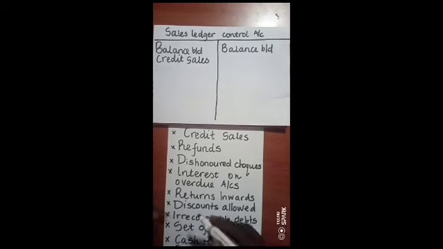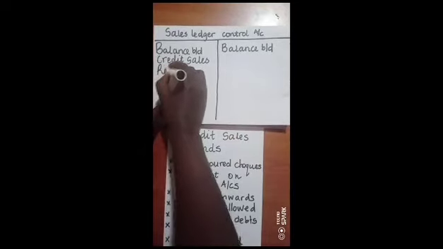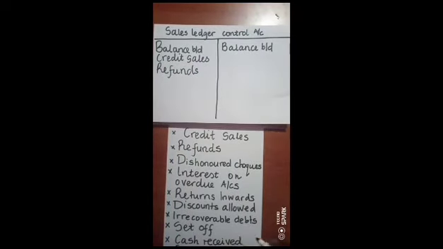There are also refunds. Refunds are amounts that are paid by the business to customers. If they return goods and they are not refunded, they need a refund. So we record on the debit side because the amount is recorded on the credit side of the cash book as a payment, and then a debit entry in the sales ledger control account.